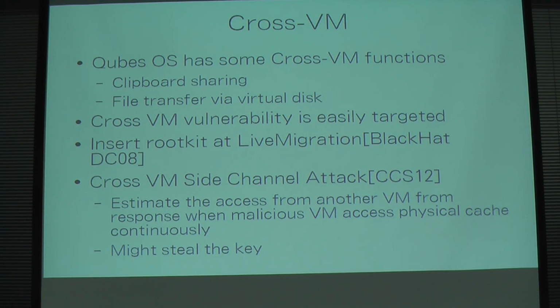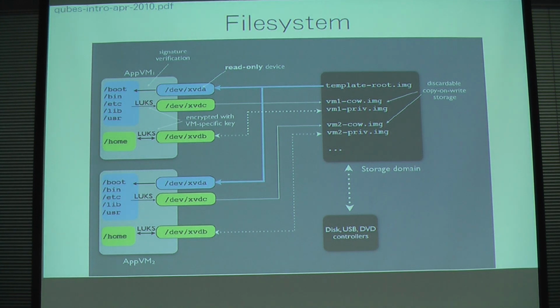A cross-VM side channel attack estimates the access from another VM from the response when a malicious VM accesses the physical cache continuously, and this exploit might steal some keys from the physical cache. So Qubes OS has some protection against such attacks.